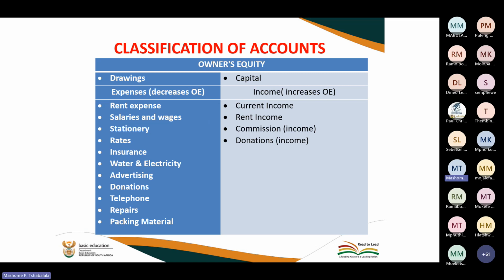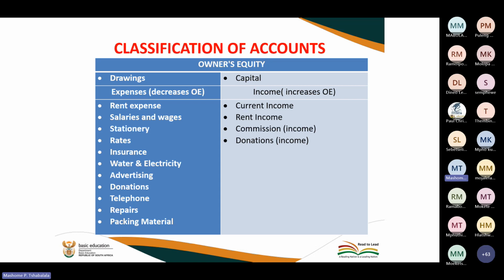Classification of accounts under owner's equity. Under owner's equity, we have drawings, expenses, capital, and income. Now, drawings, remember, is the withdrawal of money by the owner from the business account. The capital is the contribution of money by the owner in the business account. Now we have the expenses. We say all the expenses have a negative impact on the owner's equity. It means they decrease owner's equity. Now incomes increase owner's equity. All the incomes increase owner's equity.